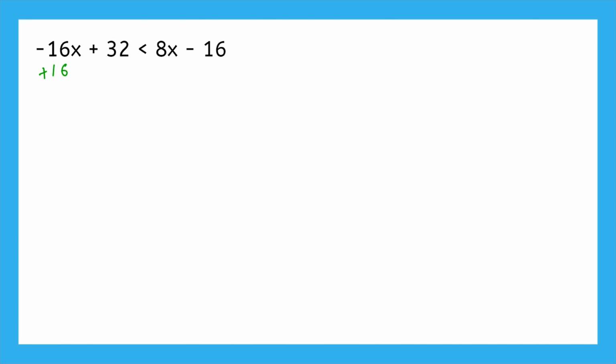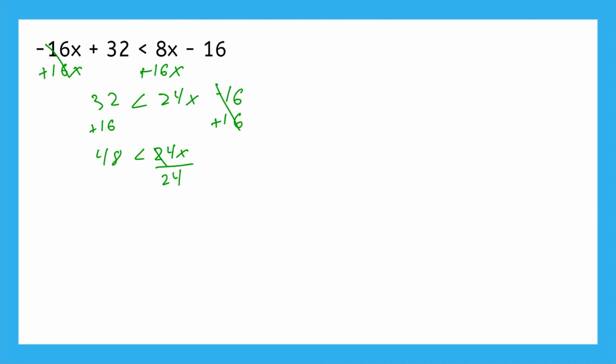Just like when it was an equation, we add 16x to both sides, add 16 to both sides, and divide by 24. Be careful how you read this answer. Remember, the alligator is always hungry, so this says that 2 is less than x.